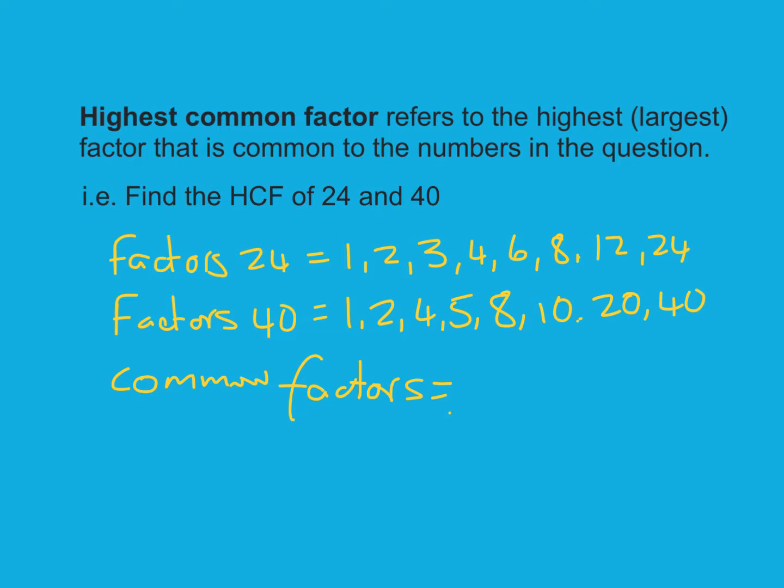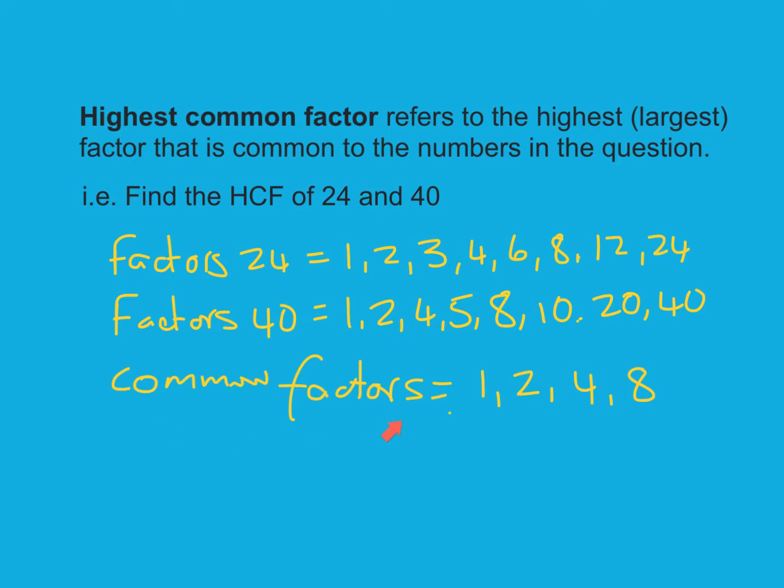Well, if we have a look at them, we can identify a couple of them. Well, 1 is the same, 2, there's a 4 there and a 4 there, okay, and we also have 8 and 8, and we don't have any others. So the common factors are 1, 2, 4, and 8. But we need to find what the highest common factor is.